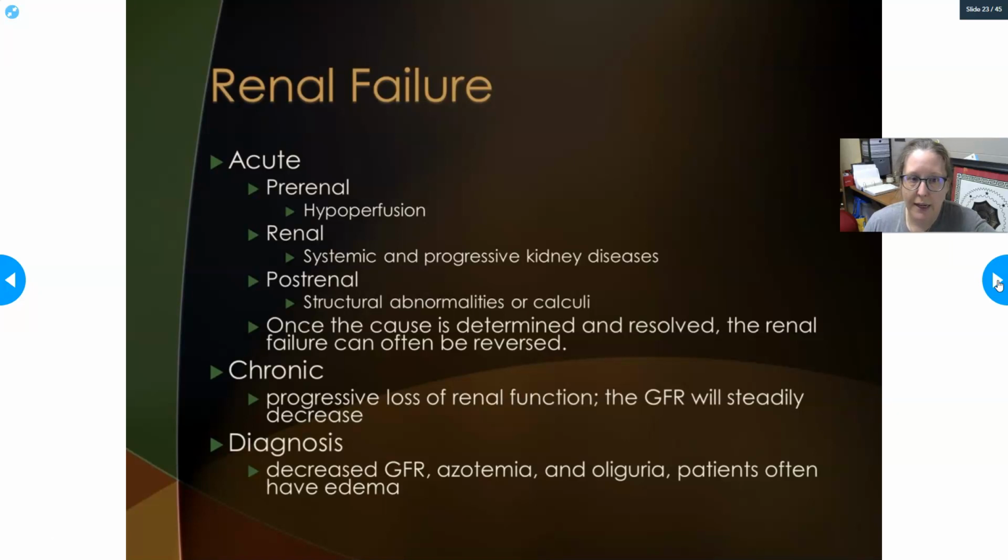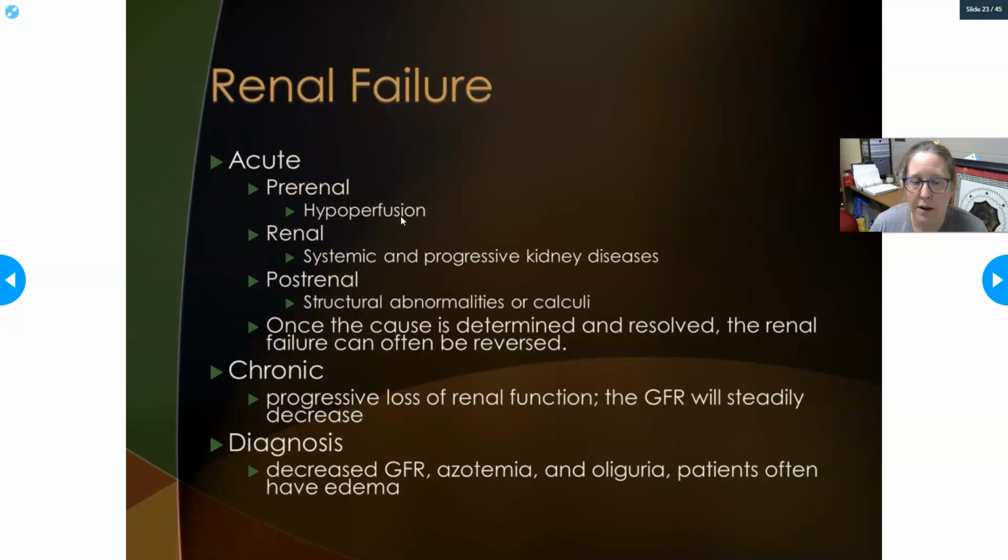With acute renal failure, we have several causes, or underlying mechanisms. Pre-renal would be due to hypoperfusion, so a lack of blood flow to the kidneys. The problem is usually cardiac or something. The problem is before the blood really shows up at the kidneys. So yes, lack of blood flow to the kidneys would be pre-renal.